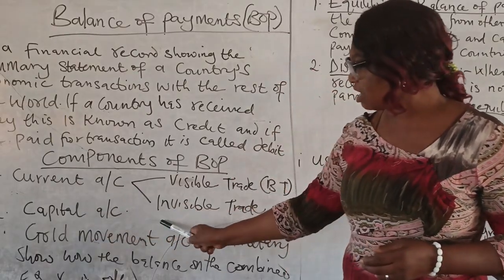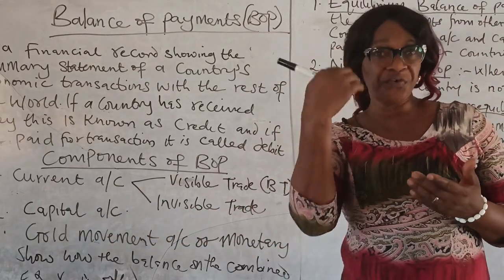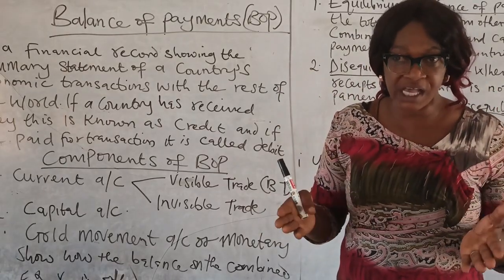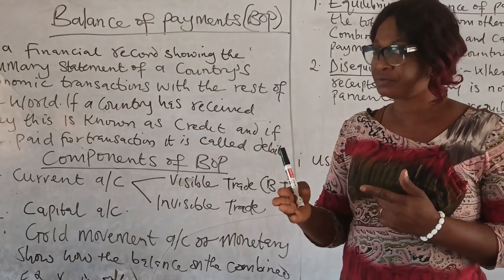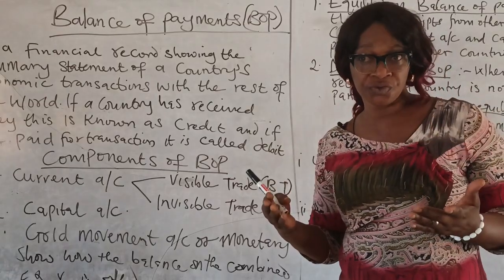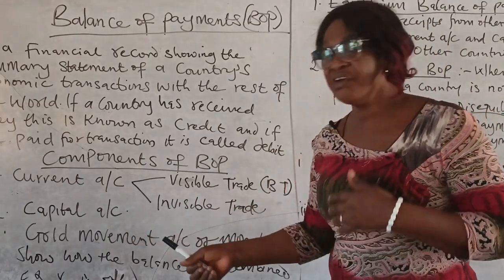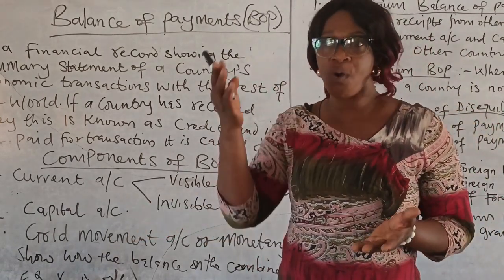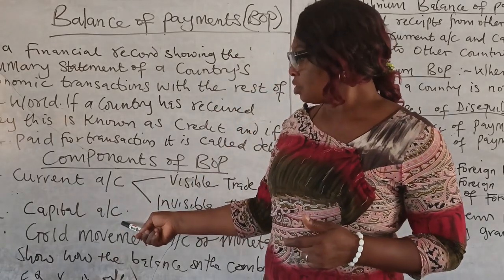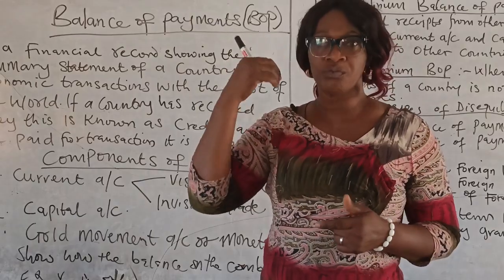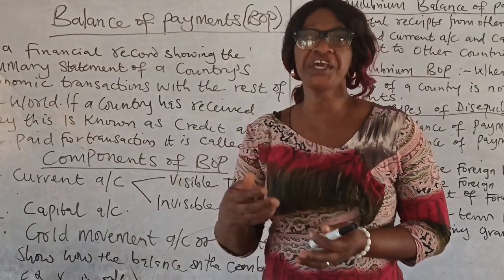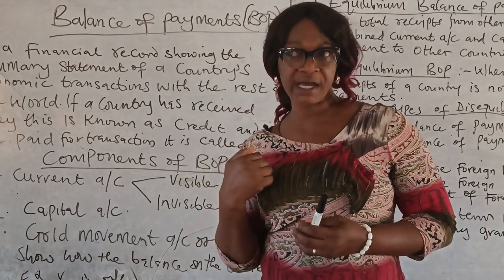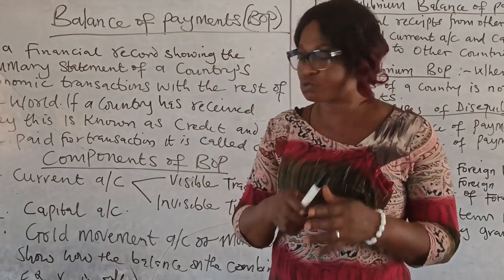And what is capital account? Capital account is the inflow and outflow of investment or money or capital from one country to another. At times, it is in form of loan. That is capital account. Inflow and outflow of investment or money from one country to another. For example, when Nigeria borrows money from the World Bank, we call it what? Inflow of money. We are borrowing from the World Bank. That is inflow of money, and it is what?